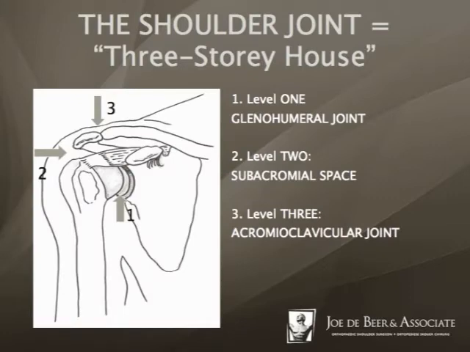We use the concept of the shoulder joint being a three-story house with three levels: the glenohumeral joint, the subacromial space, and the acromioclavicular joint. The first level has the roof of the rotator cuff. The second level has the rotator cuff as the floor, and if one goes higher up, there is the AC joint.